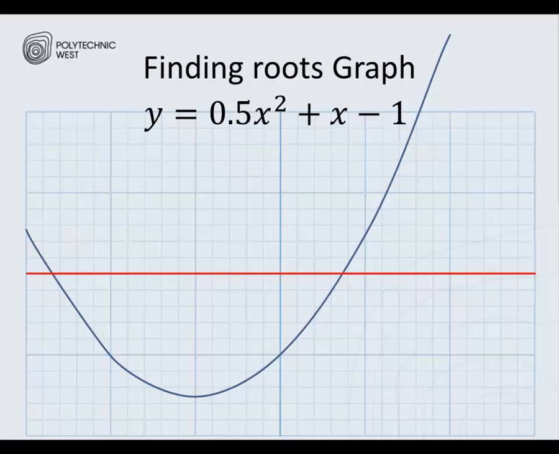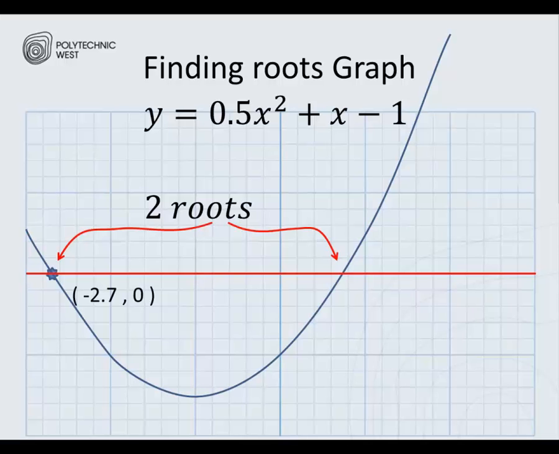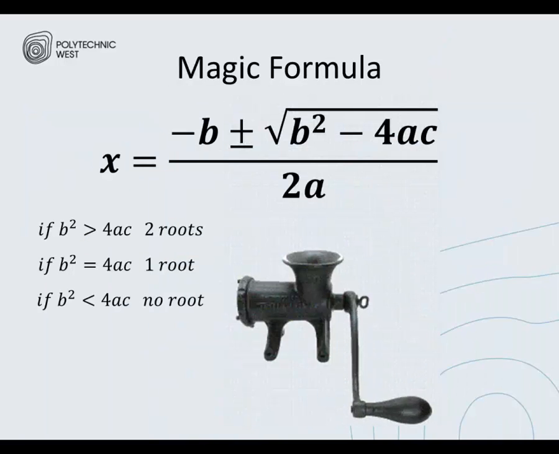And this graph crosses the x-axis in two places, so it has two roots. Looking at the graph, I reckon it's about minus 2.7 and 0, and the other root is around 0.7 and 0. The other way of doing this is to use the magic formula.